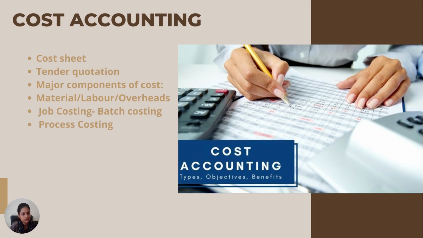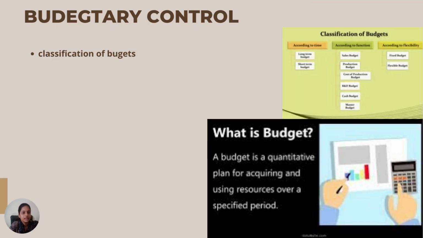Then we saw cost accounting, in which we saw the cost sheet, the primary cost, working cost, and factory overheads and all other overheads. Then we saw the tender quotation, which uses the cost sheet, and then we saw the major cost components, batch costing, and process costing. Then we saw budgetary control.